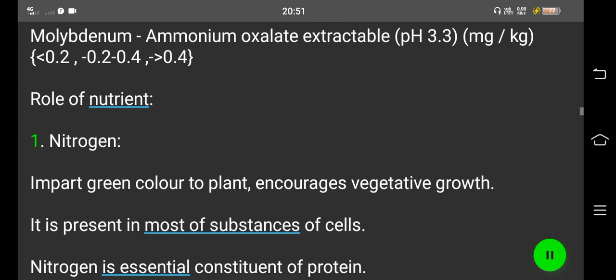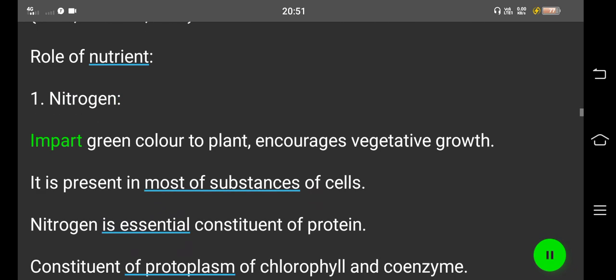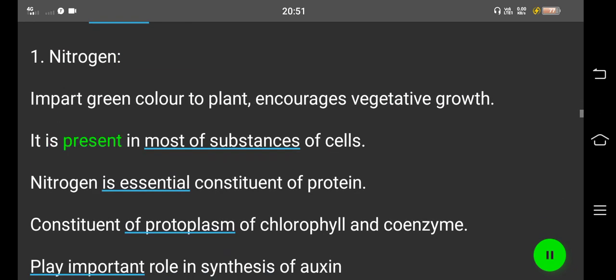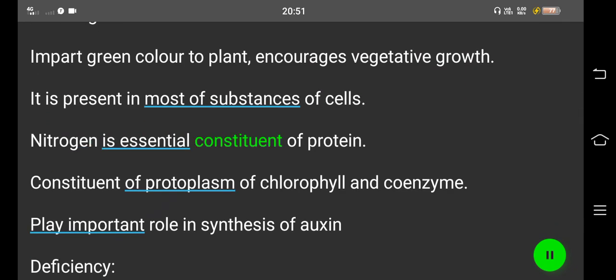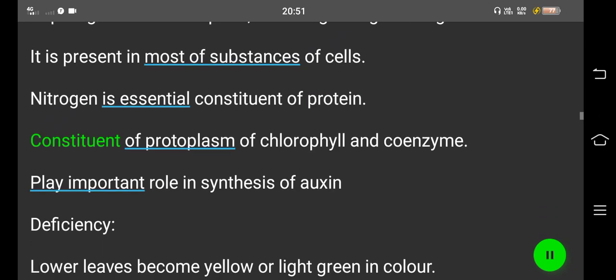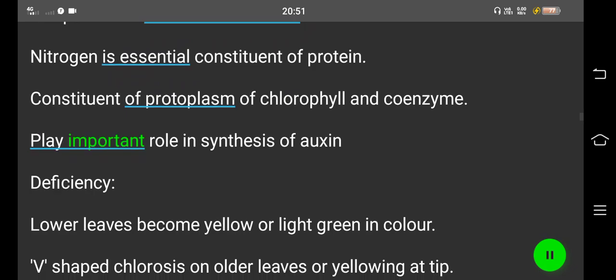Role of nutrients. 1. Nitrogen. It imparts green color to plants and encourages vegetative growth. It is present in most of the substances of cells. Nitrogen is an essential constituent of protein. It is a constituent of protoplasm, chlorophyll and coenzymes. It plays an important role in the synthesis of auxin.